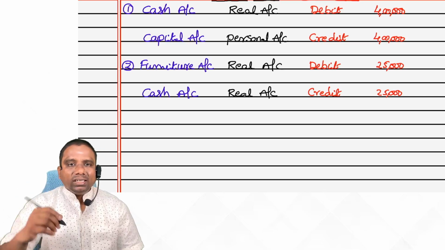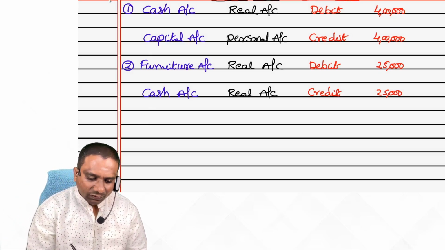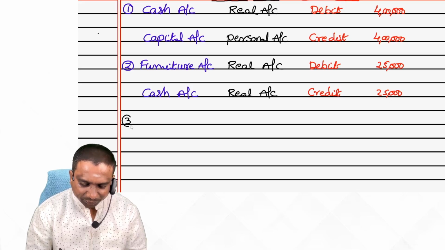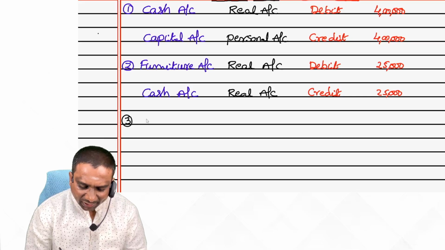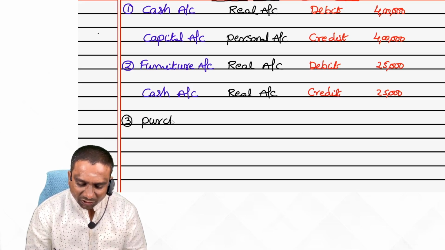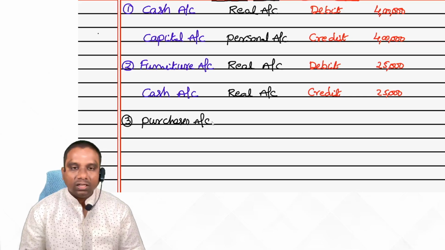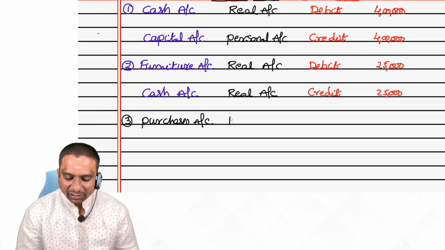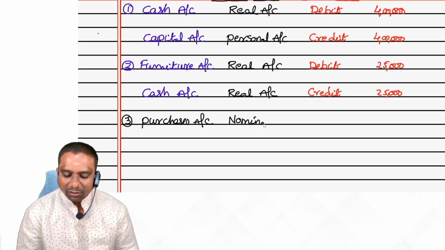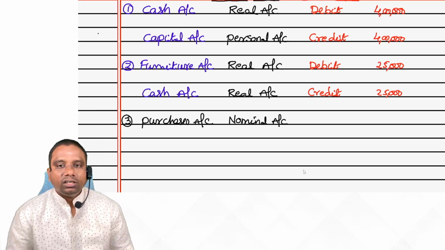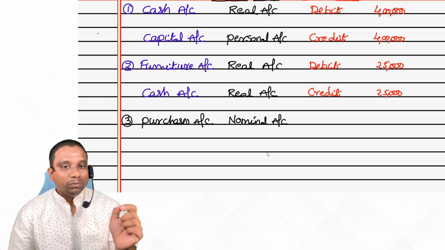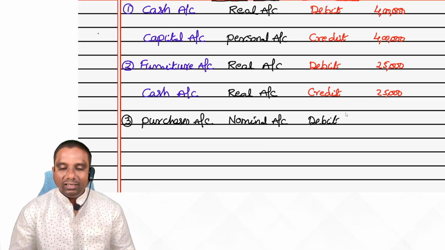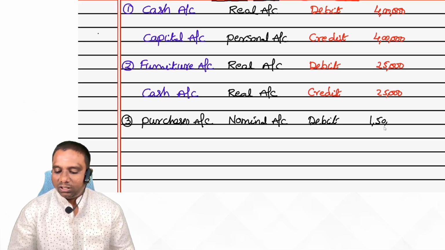Now tell me, what is the receiving aspect? Third one. The receiving aspect is goods, sir. In that case, which account do we use? Purchases account. And what is the nature of purchases account? Already we have discussed, it is an expense, so it comes under nominal account. Now recall the rule of nominal account: debit all expenses and losses, credit all incomes and gains. So accordingly, we simply debit it. How much debit? The same amount, 1,50,000.